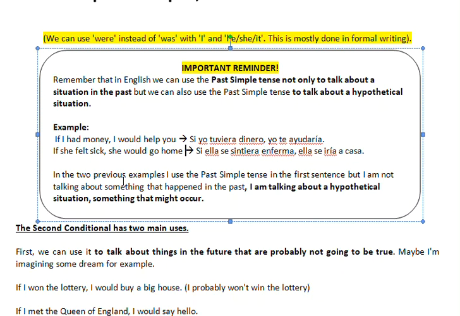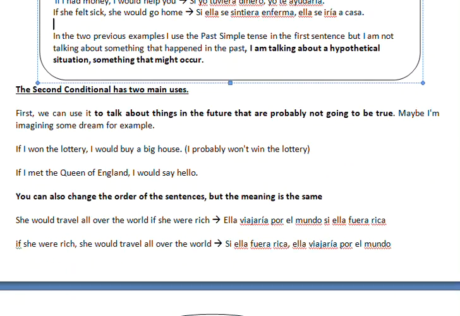In the two previous examples, I used the past simple tense in the first sentence, but I am not talking about something that happened in the past. Como dije anteriormente, en los dos ejemplos, yo utilizo el pasado simple en la primera oración, la oración que comienza con if, pero en realidad no estoy hablando de cosas que sucedieron. I am talking about a hypothetical situation, something that might occur. Estoy hablando de una situación hipotética, algo que podría ocurrir. Podría ocurrir o no podría ocurrir.